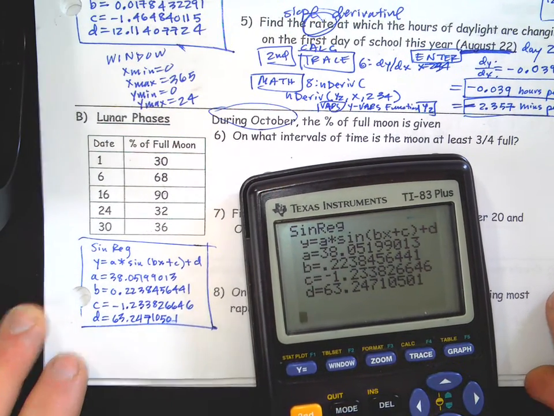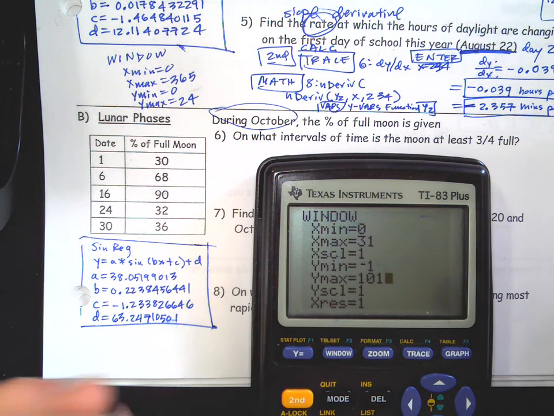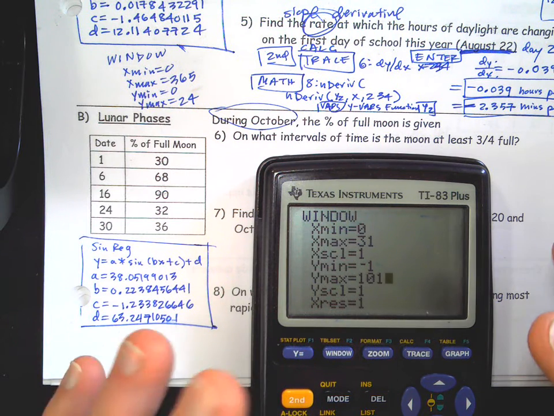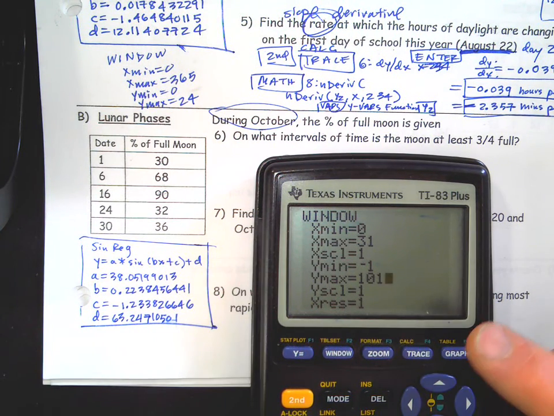So let's see. Let's go to window. We always go to window first. 0 to 31, probably. Percent of full moon is probably going to be 0. So I'll say -1 to 101. 0 to 100, but I like to kind of give myself a little buffer. In reality, that's what should happen. Maybe our values aren't perfect, so it gets close. So I think that's good.